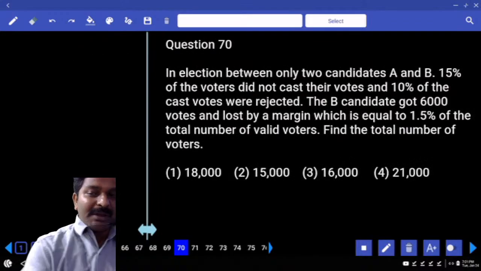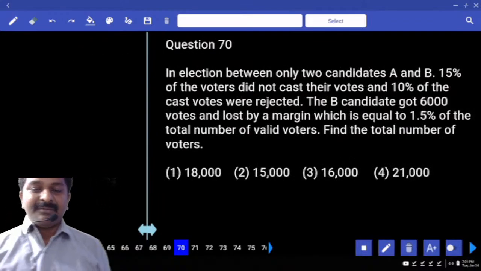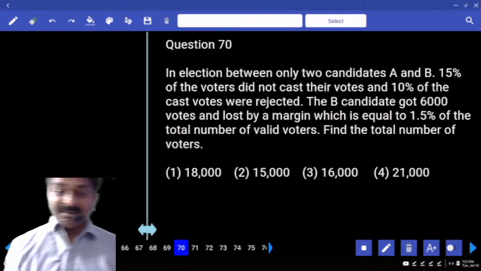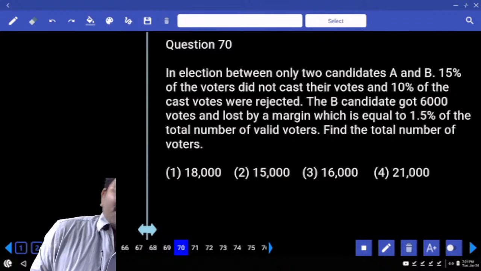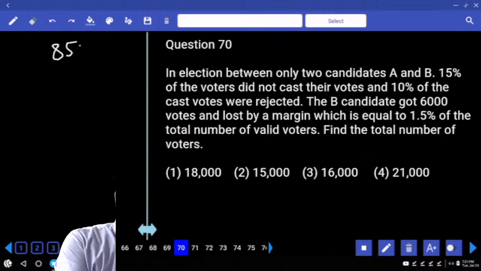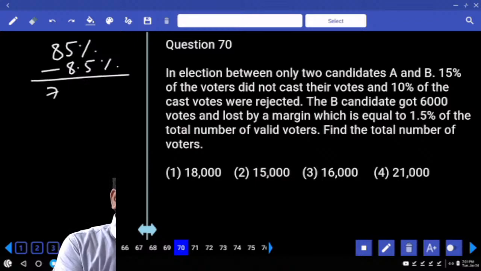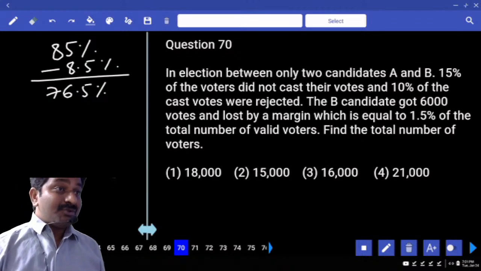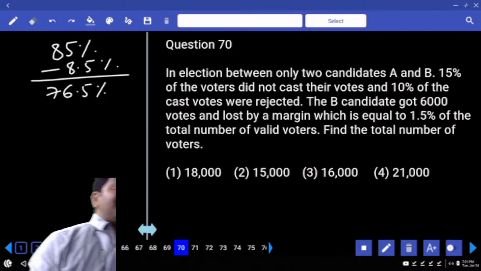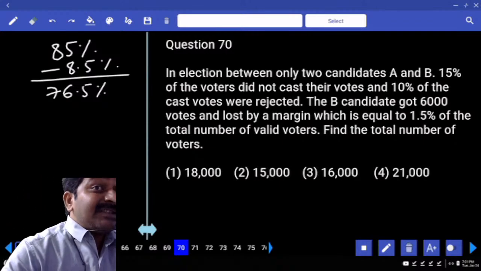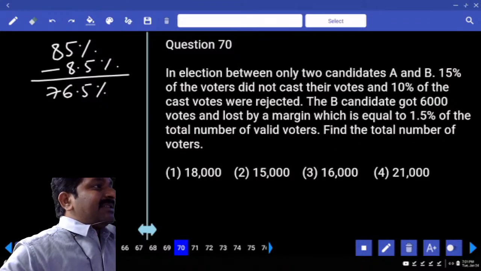In an election between two candidates A and B, 15% of the voters did not cast their vote. Then what percent have cast their vote? 85%. 10% of the cast votes were rejected. 10% were rejected upon 85. Then how many were accepted? 76.5. How many candidates are there? 2, A and B. So the votes received by both of them must be equal to 76.5% only.